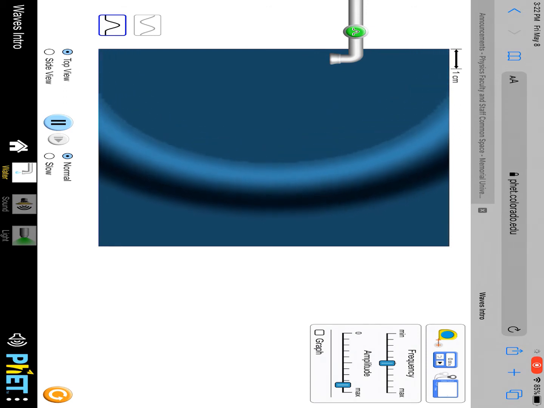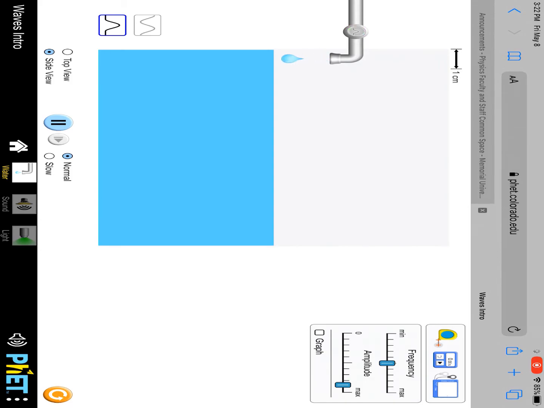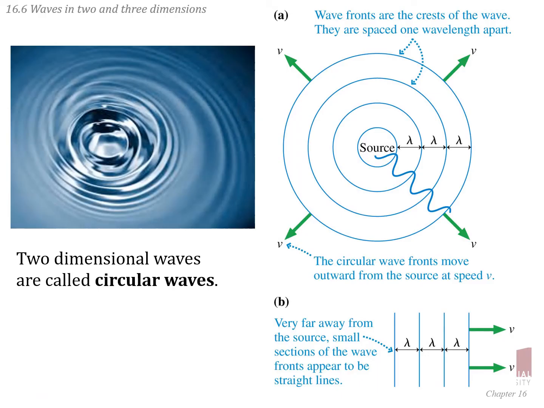So our PhET simulation here is showing a water wave, and that's going to be the next thing we talk about. In the simulation that we just looked at, or something that I'm sure you're familiar with, if we throw a rock in the water, we'll see water ripple outwards in circles. These circular ripples that are spreading out are called circular waves. Circular waves are two-dimensional waves. So when we have two-dimensional waves emanating out from a source, they're called circular waves.